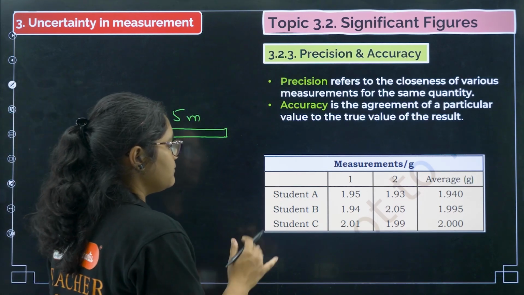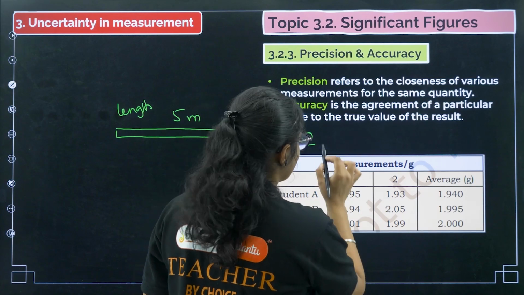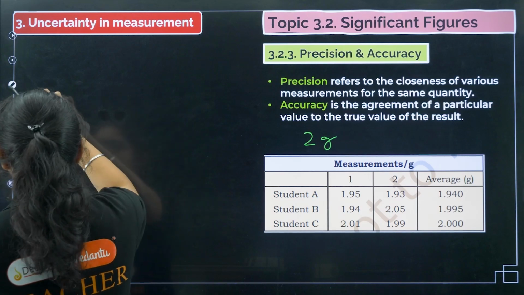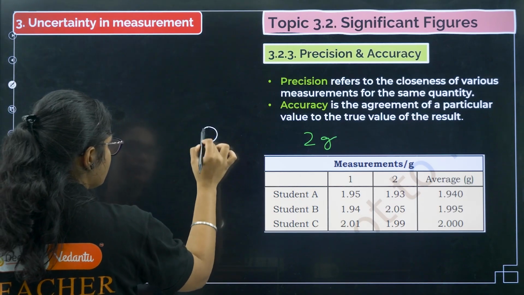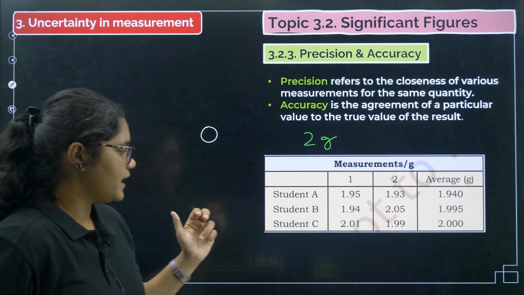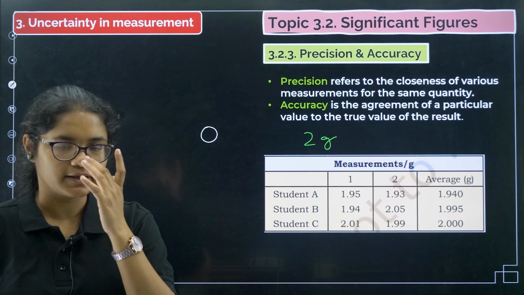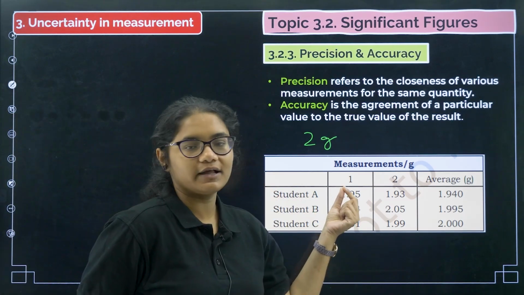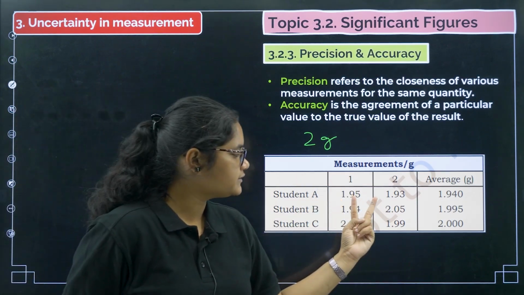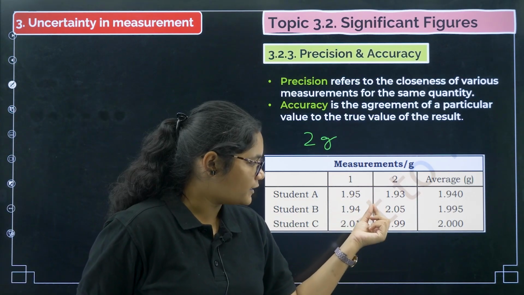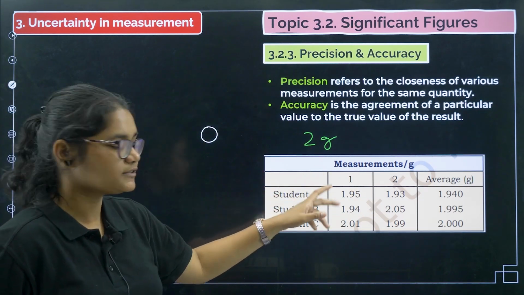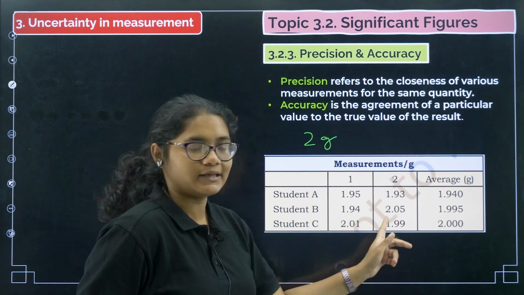Now suppose the actual measurement of something is 2 grams. There was a ball, and its accurate mass is 2 grams. Now student A has come and measured it twice, and in his measurement he got one time the value as 1.95 and another time the value as 1.93. These two values are not very close to the 2 grams, because you can see some other students have measured 1.99 as well.